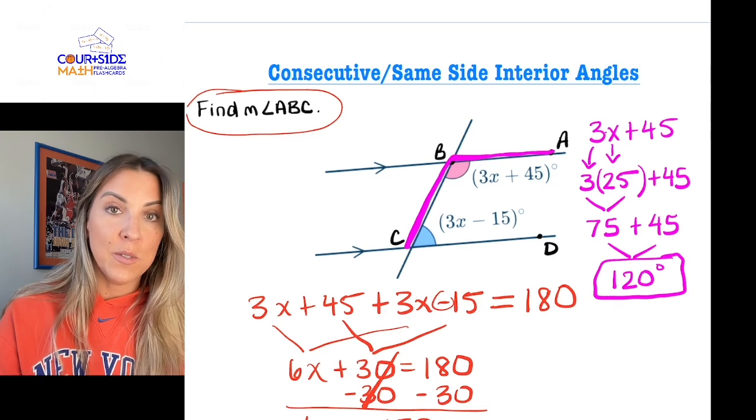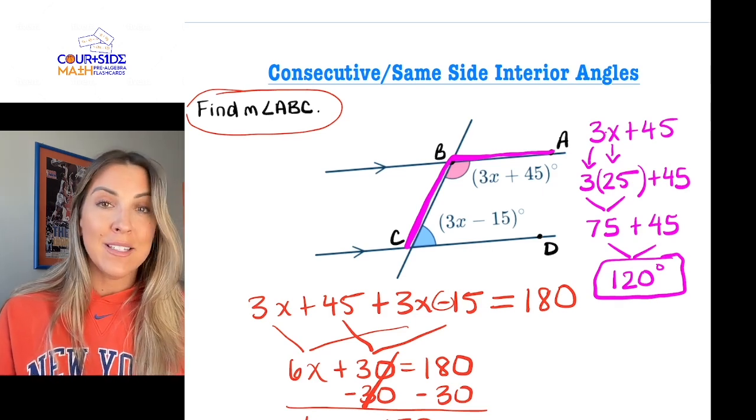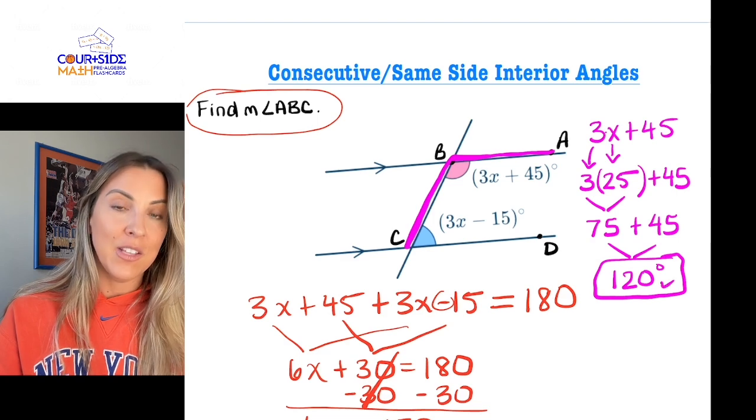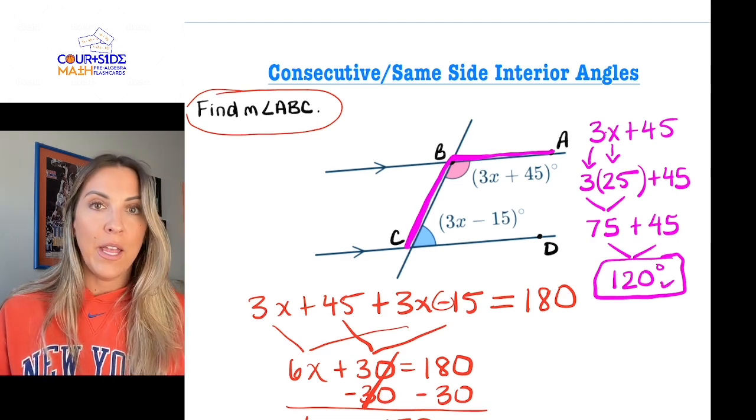And so again, just to make sure my answer makes sense, when I look at the angle ABC, it is an obtuse angle. So the measurement of it is supposed to be greater than 90 degrees. So that doesn't tell me I'm right for sure, but it tells me that at least my answer is reasonable. So 120 degrees is the value of angle ABC.